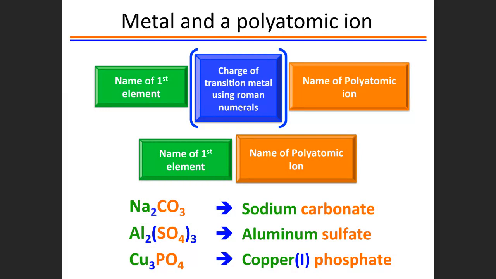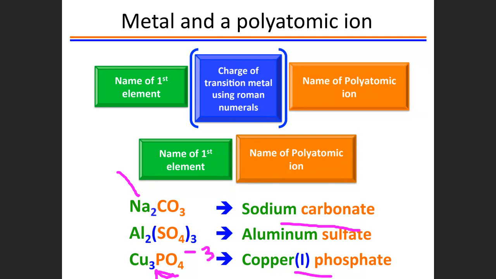Let's check how you can name the first element. First we need to name the first element, with the charge of the transition metal using Roman numerals. Whatever the charge is, if it is not a transition metal, you don't need to worry about it. But if it is a transition metal, we need to write the numeral. Like this is copper phosphate. If you see, phosphate has a -3 charge.